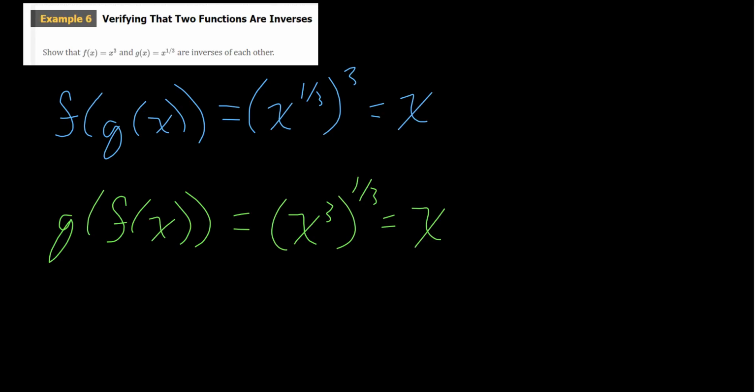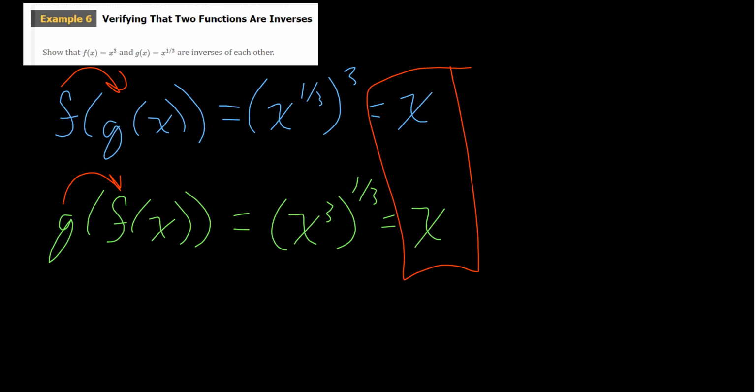So since f of g of x and g of f of x both gave me an x as a solution, these two functions, f and g, are indeed inverse functions of one another. Okay, so this is how we find inverse functions algebraically. I got a little ahead of myself. We're going to figure out how to find inverse functions graphically towards the end of this section. Just remembered.